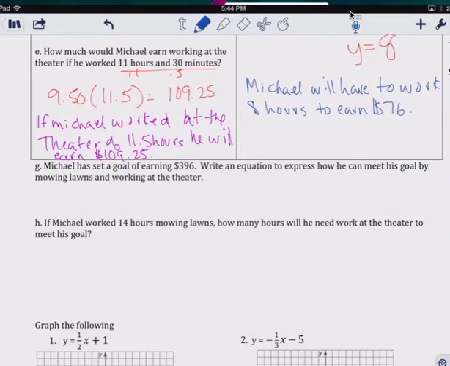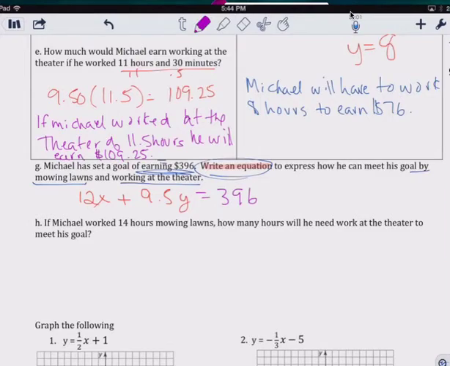Michael has set a goal of earning $396. Write an equation to express how he can meet his goal by mowing lawns and working at the theater. So mowing lawns was $12 per hour, and they say to use x, plus working at the theater was $9.50 per hour for every hour he worked, y. And his goal is to make $396.